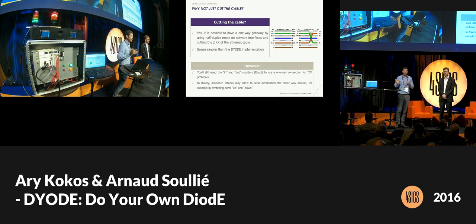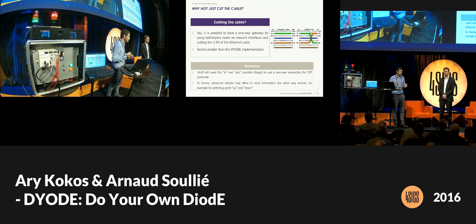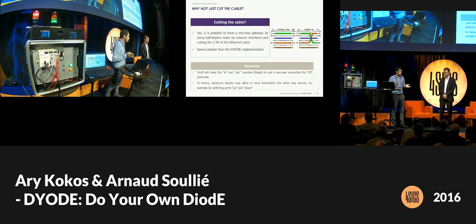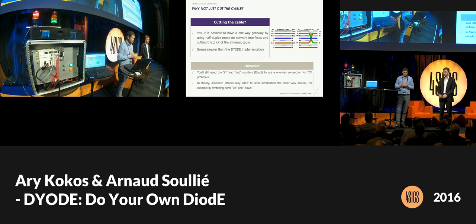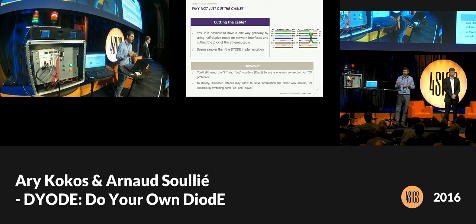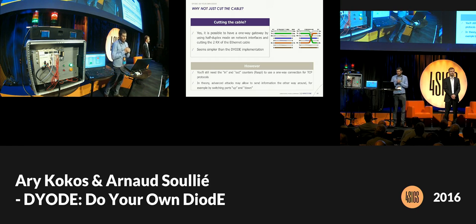First question, why not just use a standard category 5 Ethernet cable and cut the reception wires inside the cable? Yes, that could be an idea, because you have different strands, 2 for transmission, 2 for reception. So actually, if you cut those 2 and you use half duplex mode, you have a one-way medium. It seems really much simpler than what we did, and also cheaper.